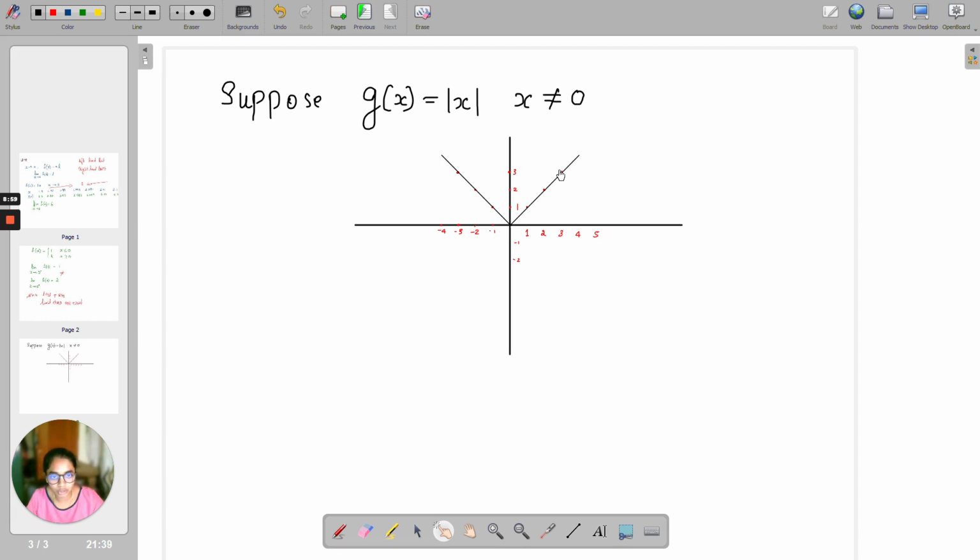This is x is equal to 3. This is g of 2, g of 1. So what happens as it approaches g of 0? We are getting 0 itself.